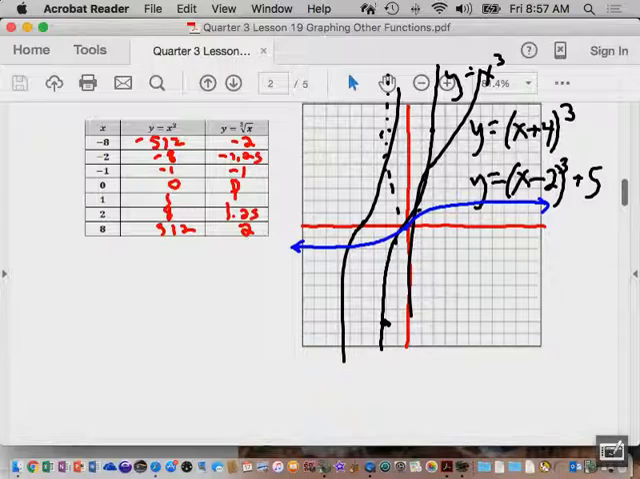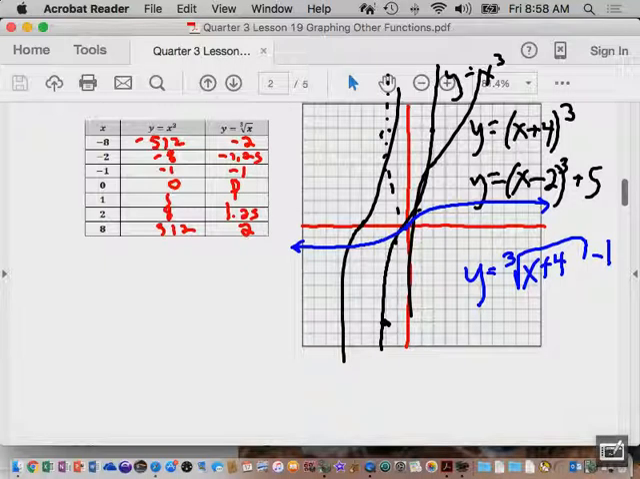So what do you think this would be? What would happen here? Got some more horizontal and vertical shift going on. Ms. Sayers? It would go to the left 4 and down 1. We'll go to the left 4: 1, 2, 3, 4, down 1, and then it would look pretty much the same. Okay? And those are quick sketches.